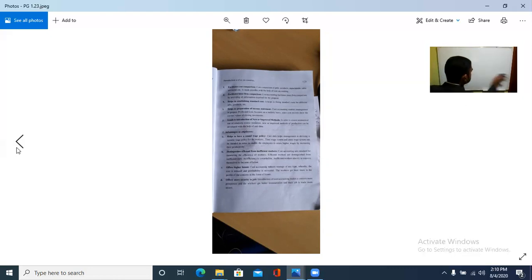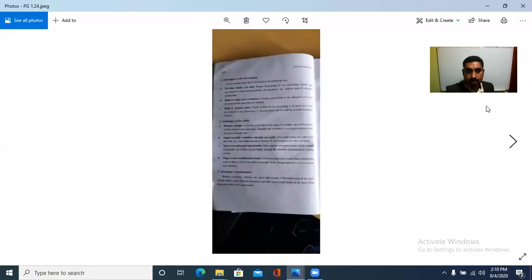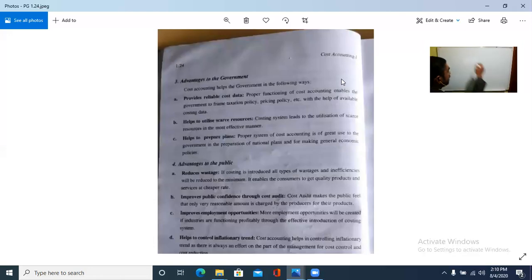Next we see advantages to the government. What are the advantages with regard to the efficient cost system to be installed? Based on that, what are the advantages to the government? Number first is provides reliable cost data. അതായത് മാനിപ്പുലേഷനോ ഒന്നും ഇല്ലാത്ത കറക്റ്റ് കോസ്റ്റ് ഡേറ്റ പ്രൊവൈഡ് ചെയ്യാൻ പറ്റും. Proper functioning of cost accounting enables the government to frame taxation policy.